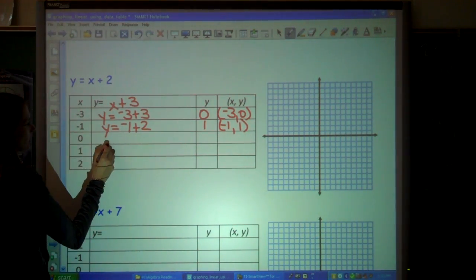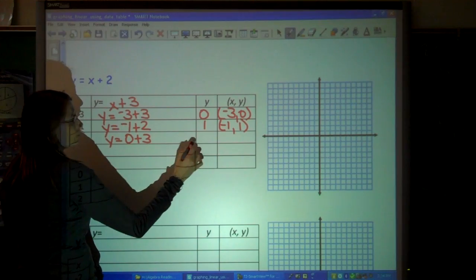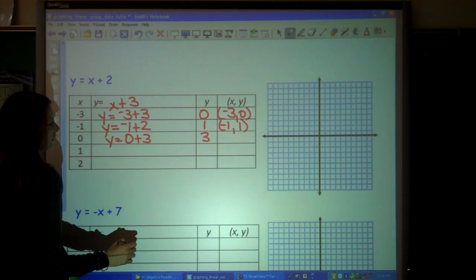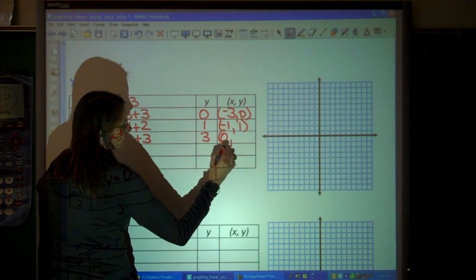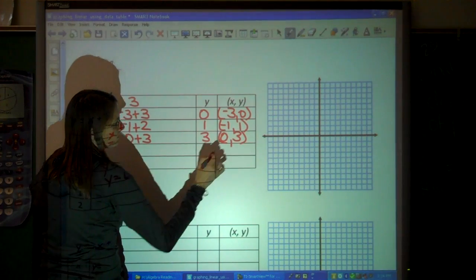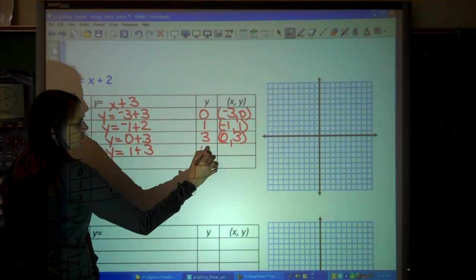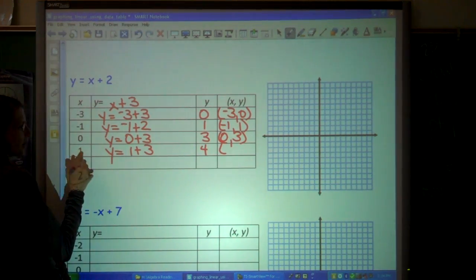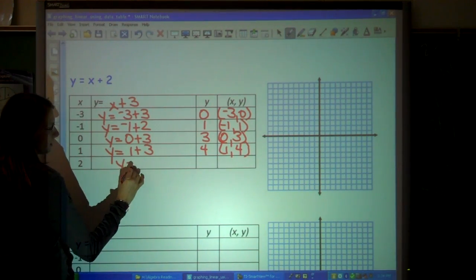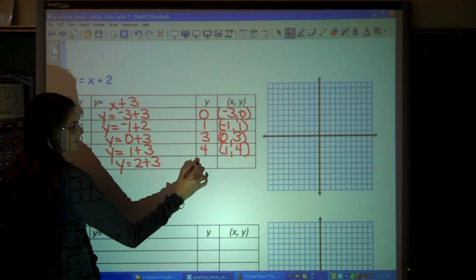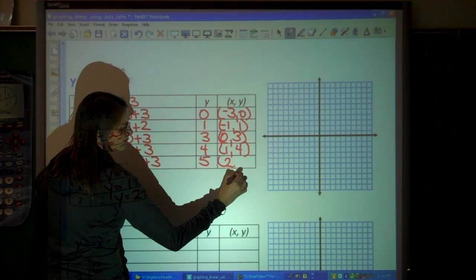Then for my next one, x is 0 this time. So where x is, I'm going to put a 0 plus 3. And 0 plus 3 is 3. So for this situation, when x is 0, y is 3. And I'm going to finish up my last two. So y equals 1 plus 3, which is 4. So when x is positive 1, y is 4. Y equals 2 plus 3. 2 plus 3 is 5. So for this equation, when x is 2, y will be 5.